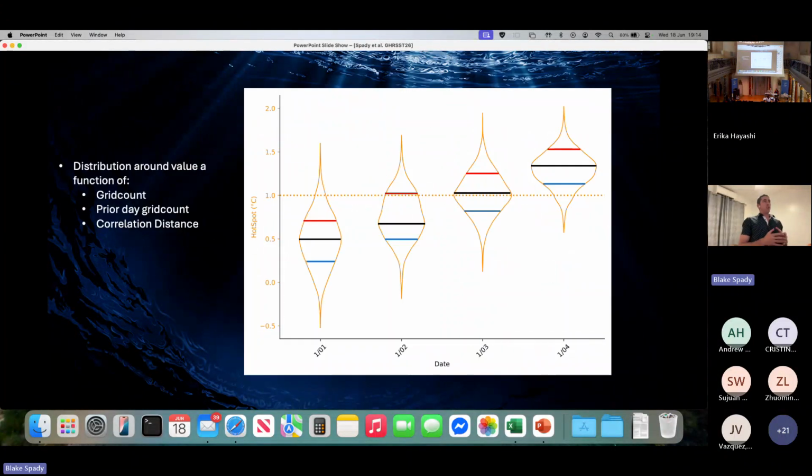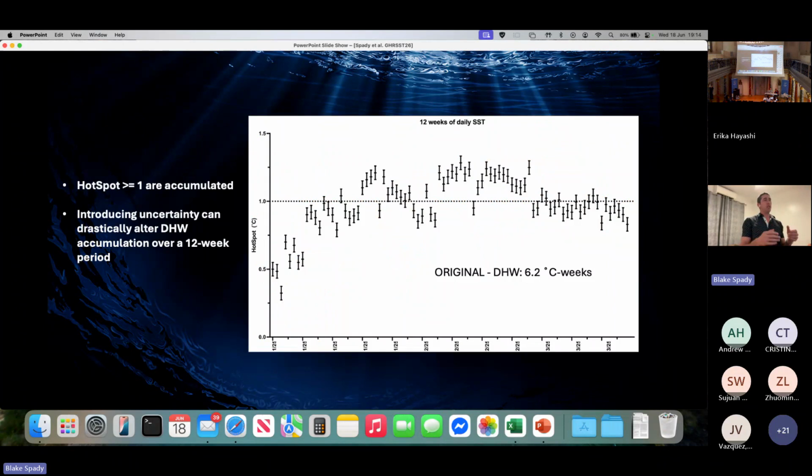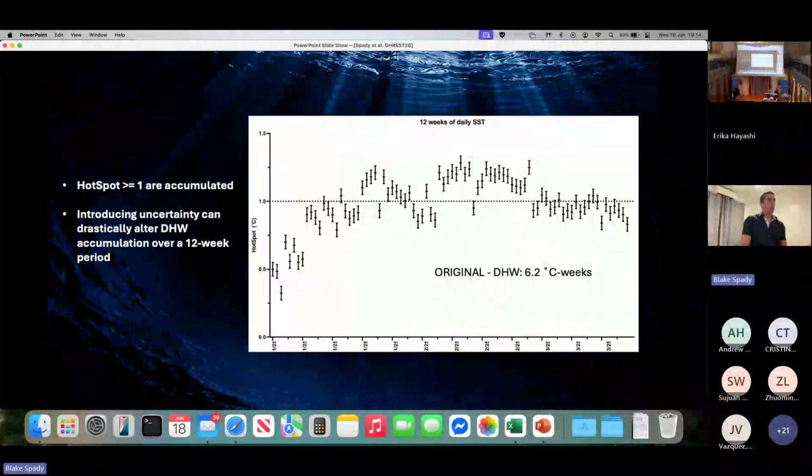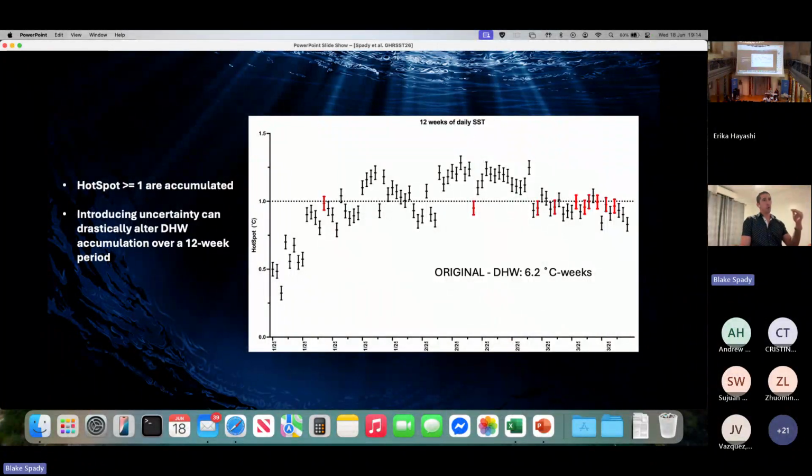So we want to provide a distribution of uncertainty around our values of SST, which is kind of a function of our grid count, our prior day grid count, our correlation distance, and potentially more. And after doing that, we can get an uncertainty or an error around each SST value. And then when we begin to look at our DHW accumulations again, we can see that now perhaps several of these, which were formerly below that line, might now be above that line.